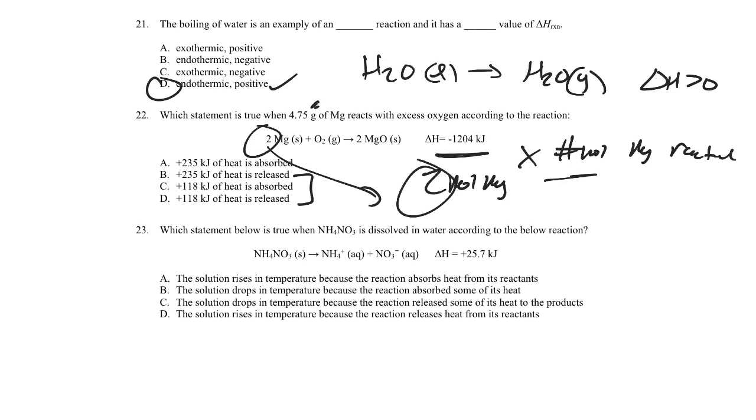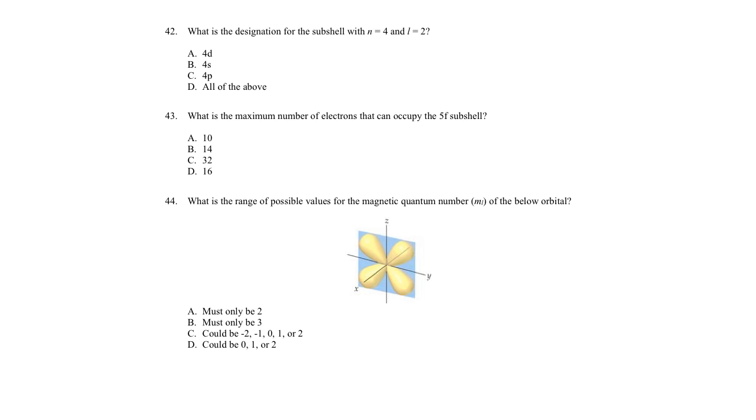Which statement is true when ammonium nitrate is dissolved in water? The reaction is endothermic, so the reaction is absorbing heat because it took it from the surroundings. So the temperature rises? This is occurring in a solution, the solid is being added to water, and so the solution temperature should be dropping. So the solution temperature drops because the reaction released some of its heat? Nope. The solution temperature drops because the reaction absorbed some of the heat. The reaction absorbed some heat from the solution as it was taking place, so the temperature drops.